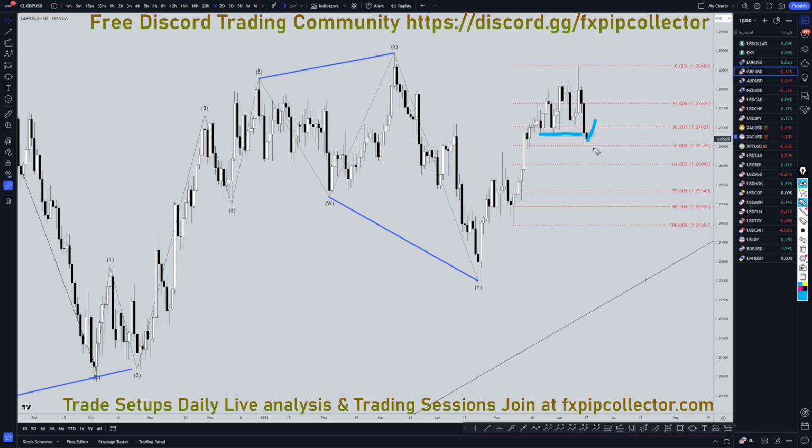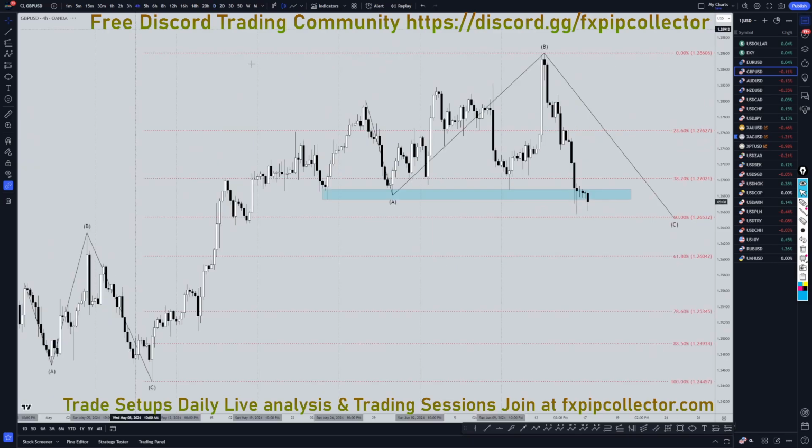If it rejects this structure and makes an impulsive engulfing move to the upside, I'll definitely go long. If it breaks this structure, then I would actually stop looking for longs on shorter time frames and start looking for shorts, even though I think it's probably just a wave 2, which is a crescent to the wave 1 uptrend. So, taking it down to the 4 hour time frame.